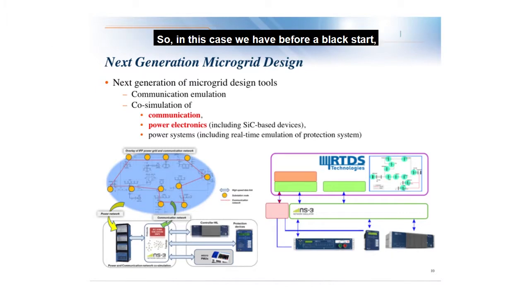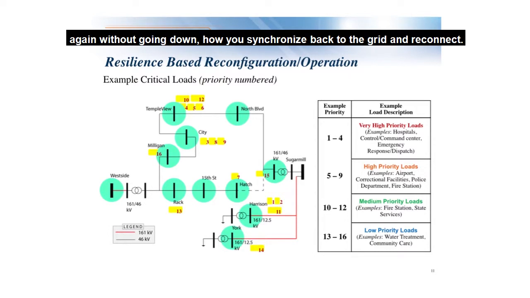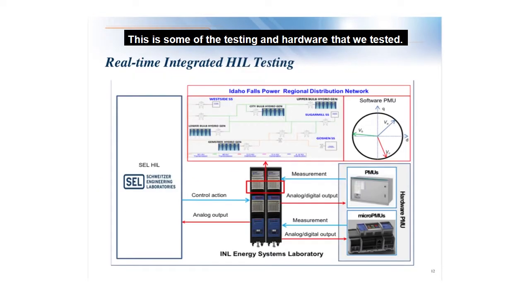So in this case, before it goes dark, when we disconnect from the transmission side, we wanted to do smart reconfiguration and islanding in order to keep the critical load up and running. Those are some of the critical loads and the approach we took for smart islanding and reconfiguration to keep those critical loads up and running once it gets disconnected. And once the transmission side is back up and running again, without going dark, how do you synchronize back to the grid and reconnect? This is some of the testing and the hardware that we tested.